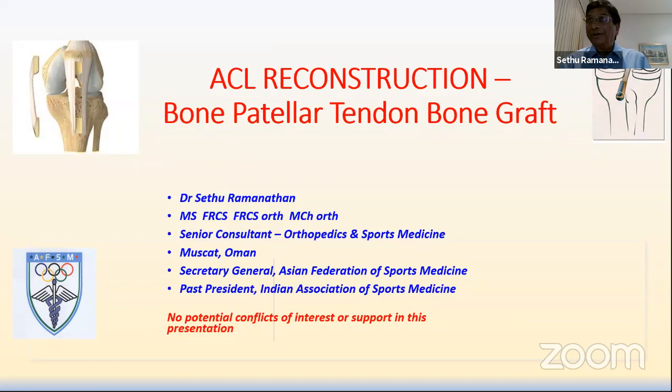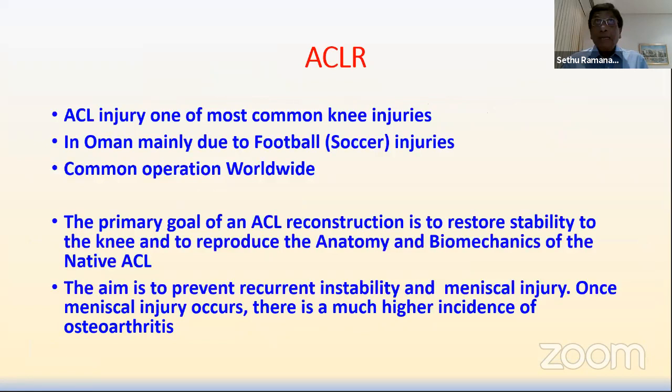And I've been asked to speak on ACL reconstruction using the BTB graft. I think we've heard quite a bit now from Dr. Willem, an excellent lecture. ACL injury is one of the common knee injuries. In Oman, we do see a lot of ACL injuries, but the majority of them are due to football or soccer injuries.